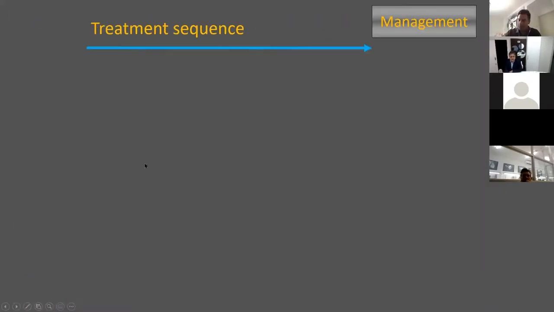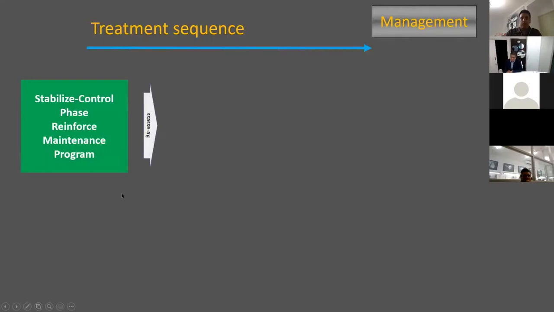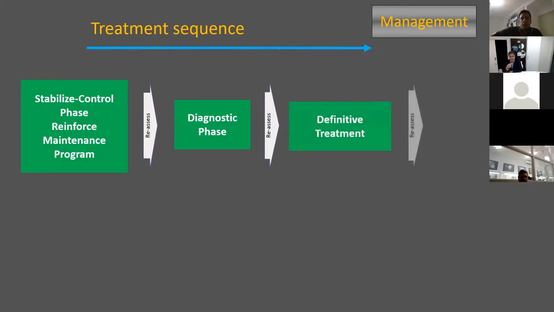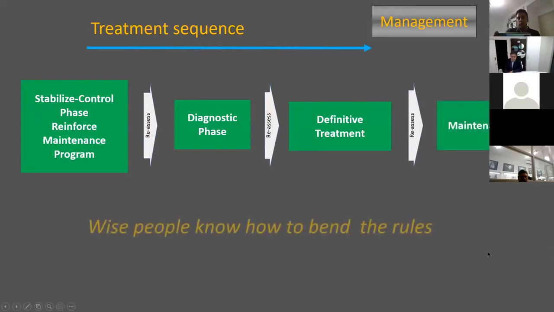So think about treatment sequence. You stabilize, control, reduce the risk factors, and reinforce the maintenance program. Then we move along to the diagnostic phase. I like to test the system. I like to know how this particular patient, not all patients, responds to the initial treatment, followed by definitive treatment and naturally the maintenance protocol. Wise people know how to bend the rules.